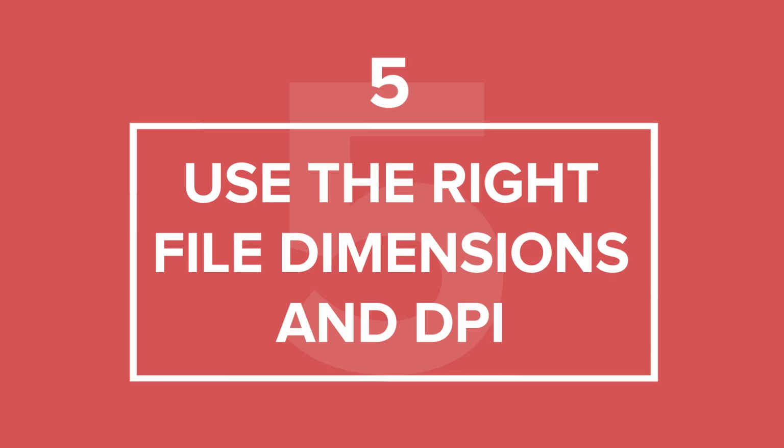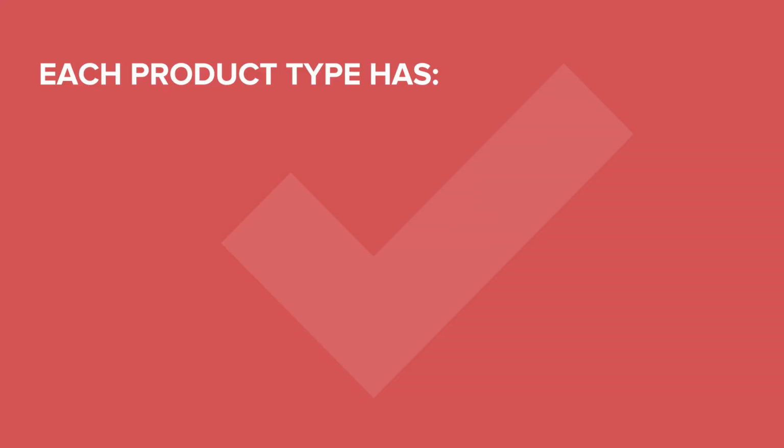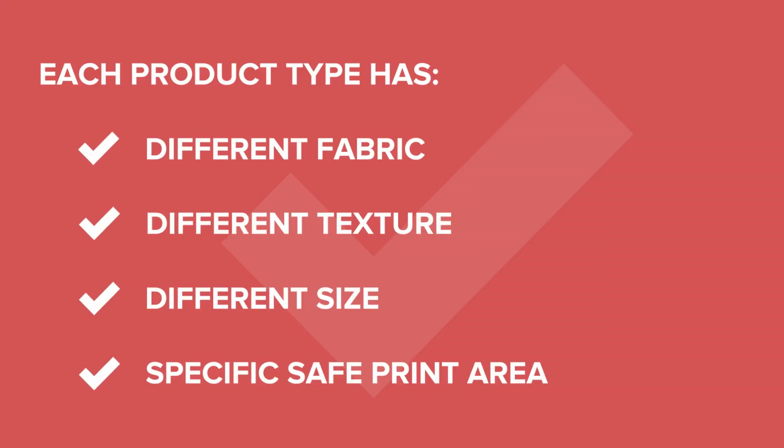Number 5, use the right file dimensions and DPI. Your print file should be at least 150 DPI and at original size. What we mean by this is that you can't create a single print file of your design and then use it for a variety of different products. You need to consider that each product type has different fabric, texture, size, and specific safe print areas. This may require rearrangement of certain elements of your design to meet those conditions.